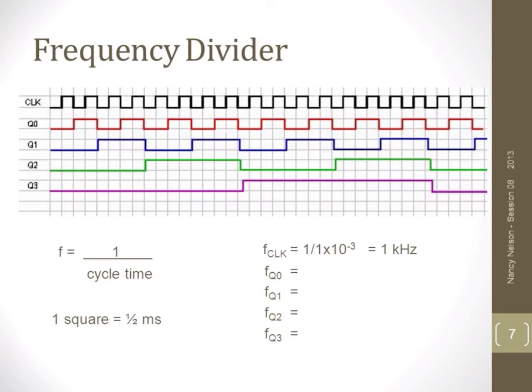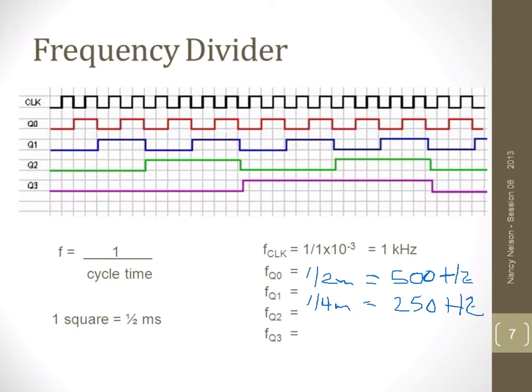Now let's look at Q0. We can see it takes 1, 2, 3, 4 cycles, or 4 squares, to make 1 cycle. So 4 times half a millisecond gives us 2 milliseconds. So the frequency of Q0 is 1 over 2 milliseconds, and that's going to give us a frequency of 500 hertz. Now if we look at Q1, it's taking us 8 squares, or 4 milliseconds, for each cycle. So now we have 1 over 4 milliseconds, or 250 hertz.